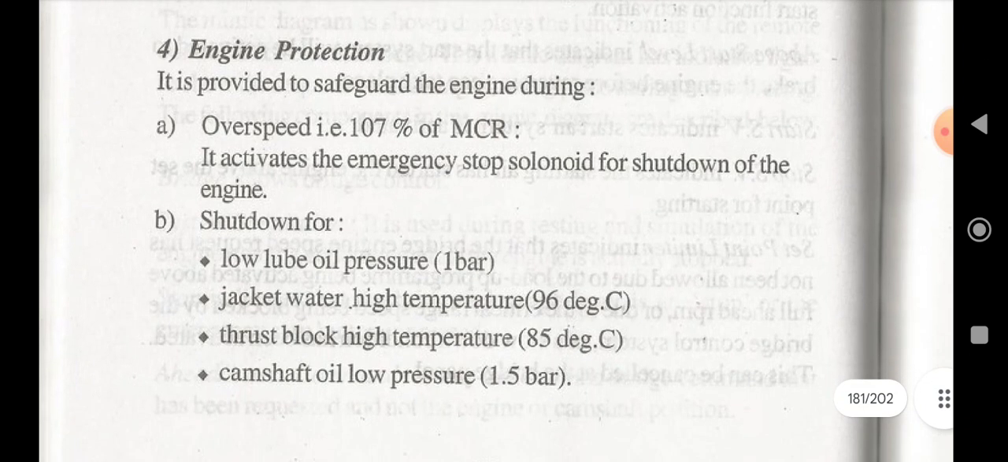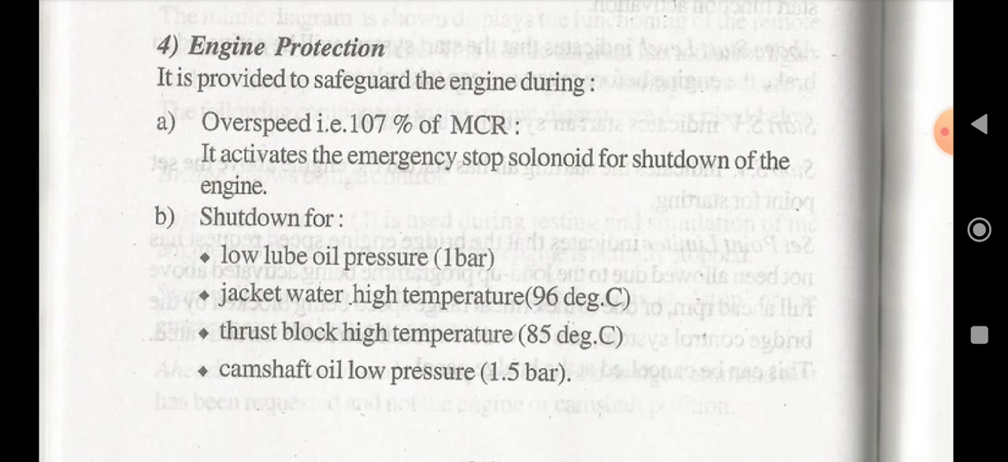So engine protection. This is provided to safeguard the engine during overspeed, that is 107% of the maximum continuous rating. It activates the emergency stop solenoid for shutdown of the engine. Shutdown for low lube oil pressure at 1 bar, jacket water high temperature at 96 degrees Celsius, thrust block high temperature 85 degrees Celsius, camshaft low pressure at 1.5 bar.